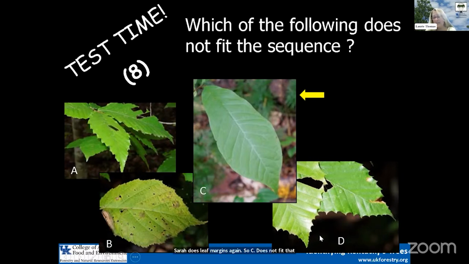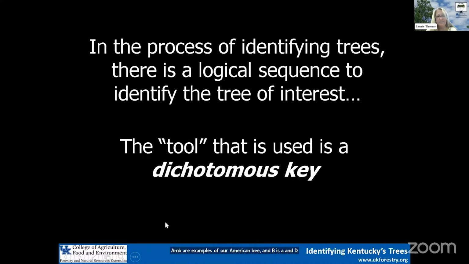And A and D are examples of our American beech, and B is a hackberry. Okay, so in the process of identifying trees, there's a logical sequence to identify the tree of your interest, and you use a tool that's called a dichotomous key.